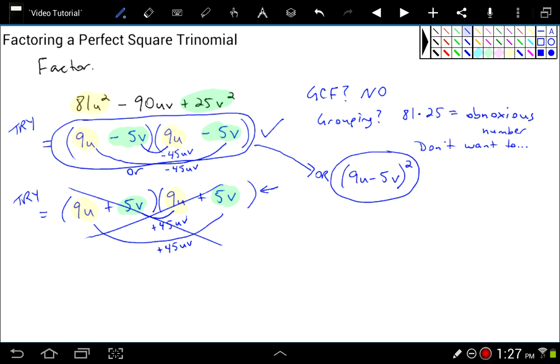And that's how you factor a perfect square trinomial. You recognize the first and last terms are very easy to get, so you get those, and then you check to see if, when you fill all that in, it gives you the correct middle term.